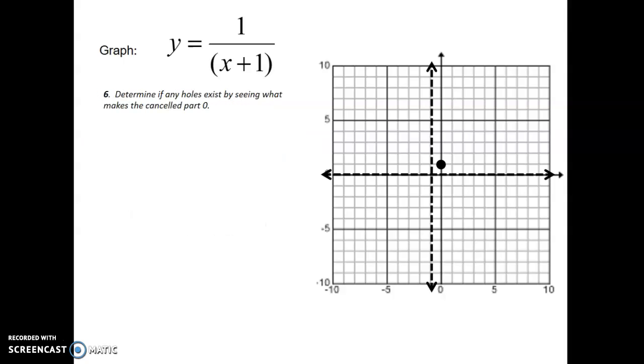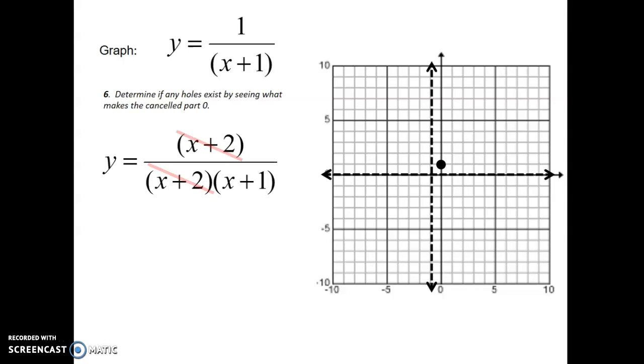Step 6. Are there any holes? So we did cancel something out. If you remember from the very beginning of this, we had x plus 2 that got canceled out. That means if we take our canceled factor, x plus 2, set it equal to 0, and solve for x, we'll get -2. So -2 is going to be the x value of our hole. You then put that value back into the equation for x.